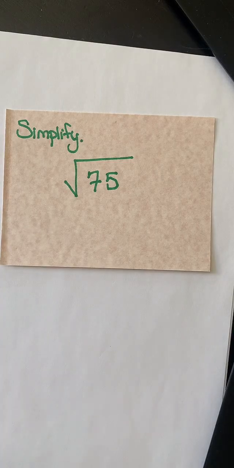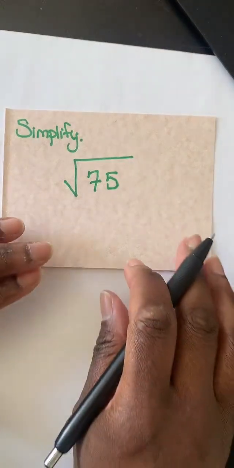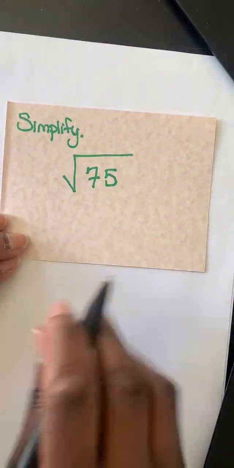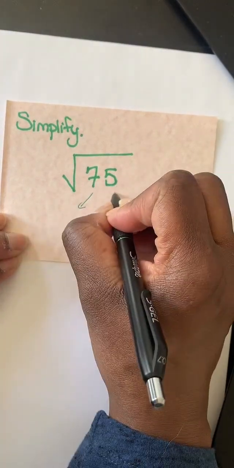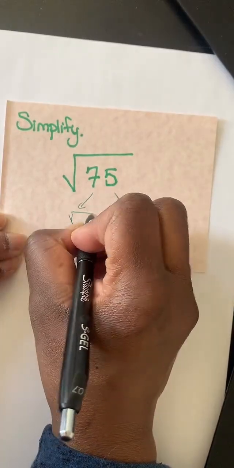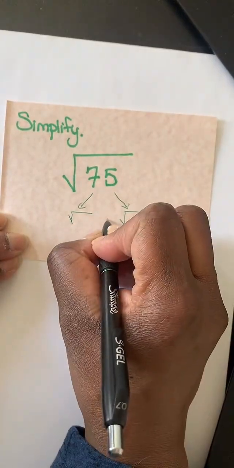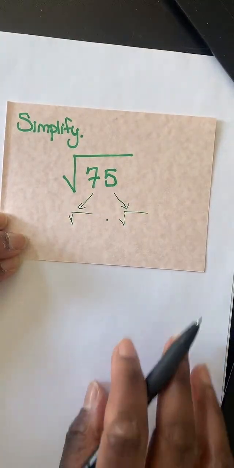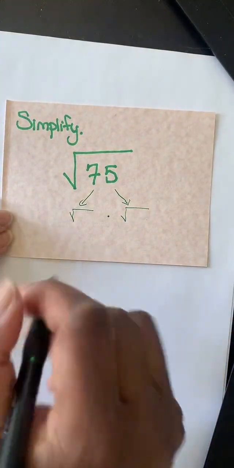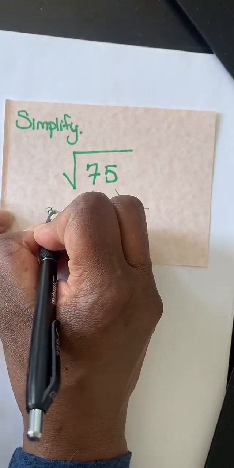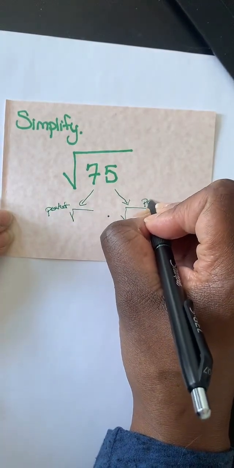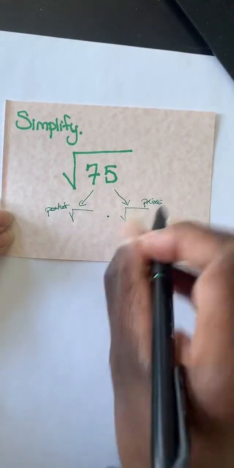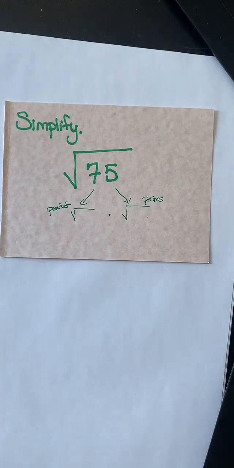All right. So what's the rule? So the rule, we always want to break it down into a perfect prime combination. So we need 2 square roots, okay, that multiply to give me 75. One of them is going to be perfect, so that means a number multiplied by itself, and the other one is going to be prime. Okay, what do we got here?